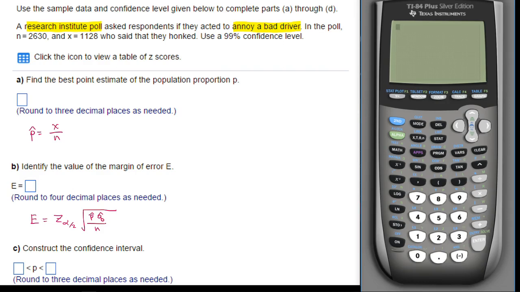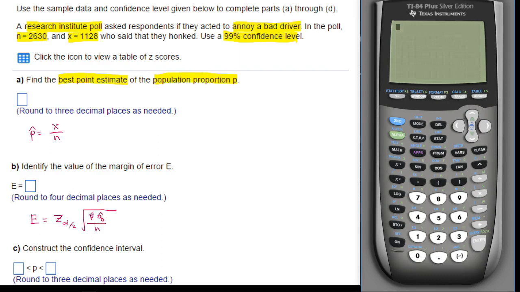So in the poll, there were 2,630 respondents, and this many respondents said that they honked, meaning they acted to annoy a bad driver. And we want to use a 99% confidence level. So the first question is, what is the best point estimate of the population proportion P?